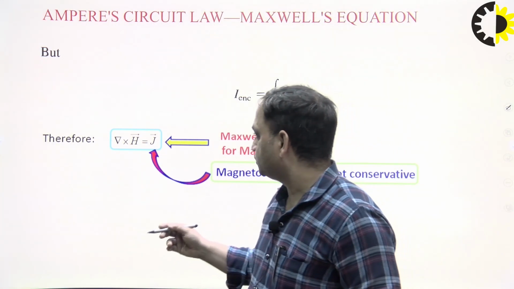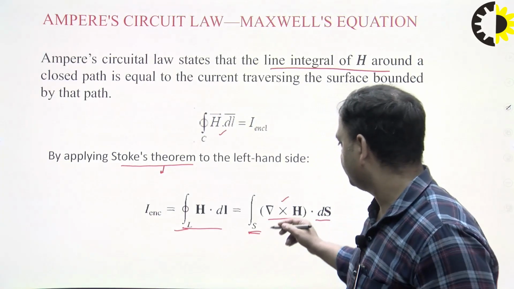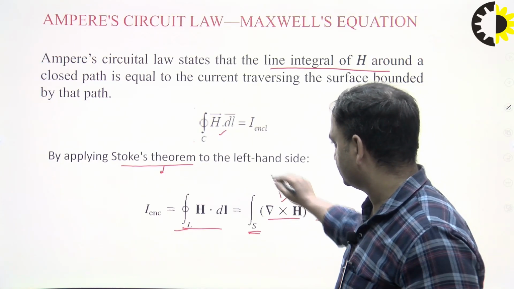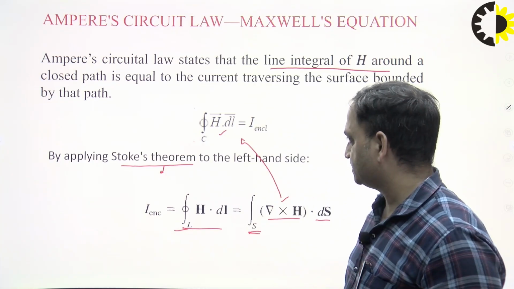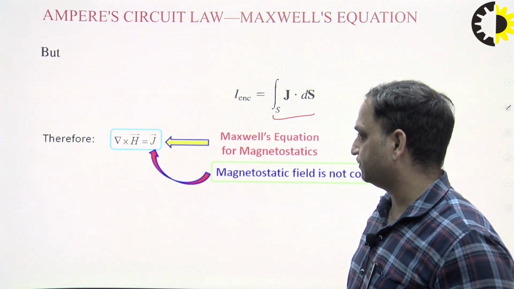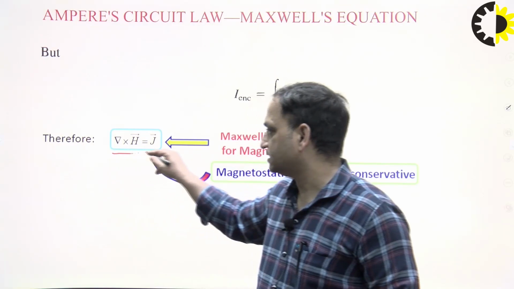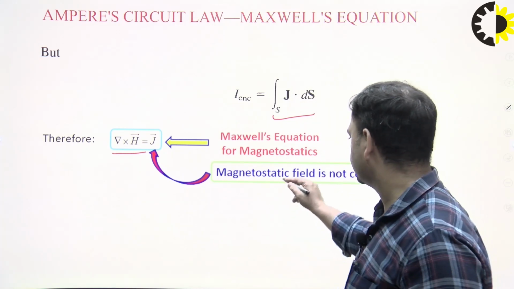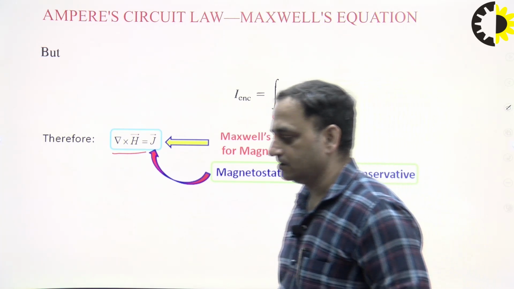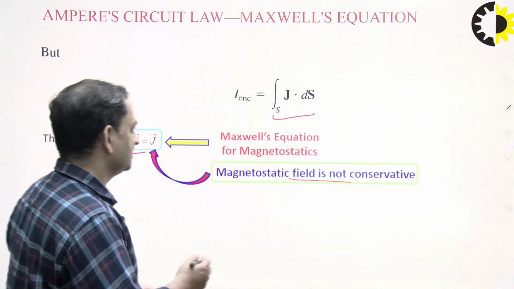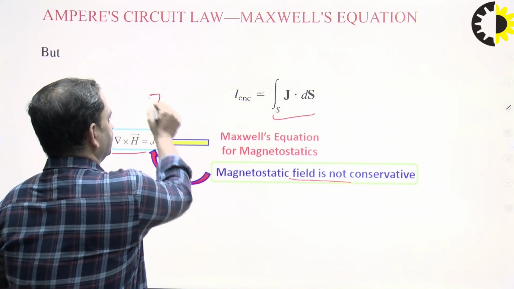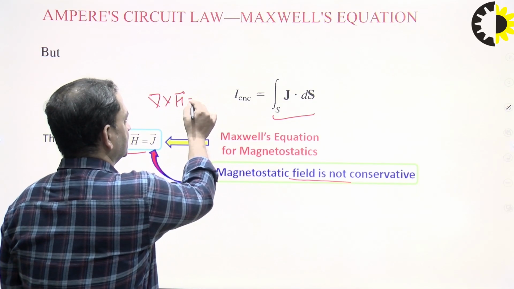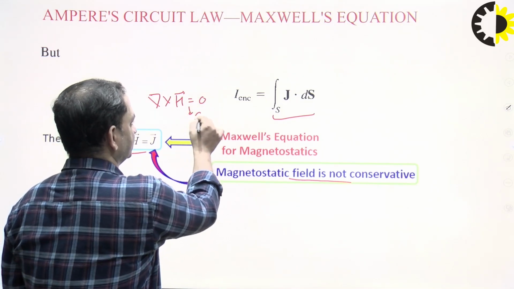So when we compare these two equations, the line integral of H dot dl equals the integral of del cross H dot ds, and I is the integral of J dot ds, then after comparison we get del cross H is equal to J. This equation represents that the magnetostatic field is not conservative in nature. We know the condition for conservation: the curl of a vector must be 0. If it is 0, then it is the case of conservation.